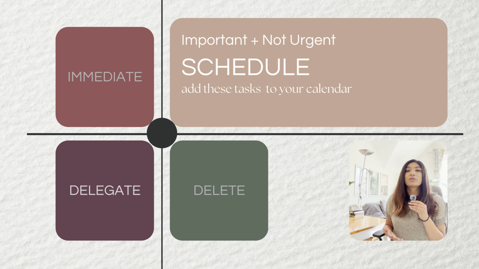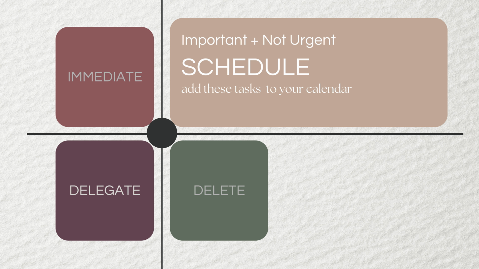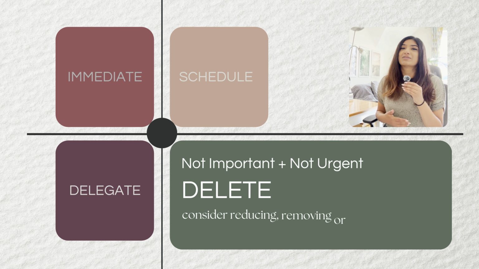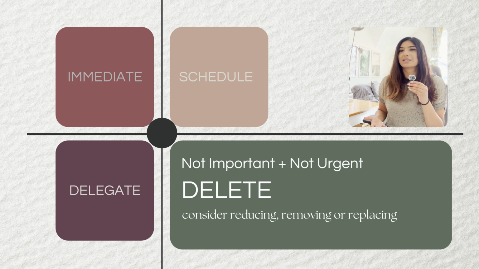These are tasks that will move your life forward but don't necessarily need to be done right now. So it could be, for example, planning your content for your business, or it could be your fitness routine. And if a task is not important or not urgent, consider removing or reducing. These are tasks that don't need to be done right now and don't really help you in the long term. So it could be things like endless scrolling or meaningless binge watching.